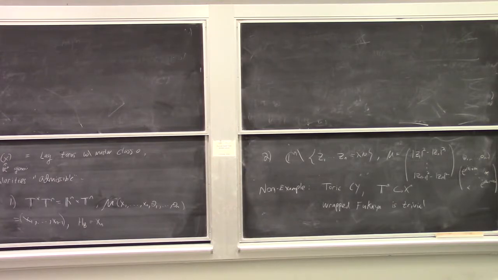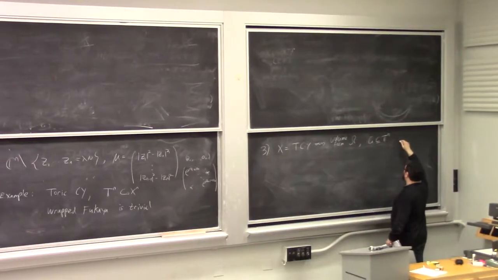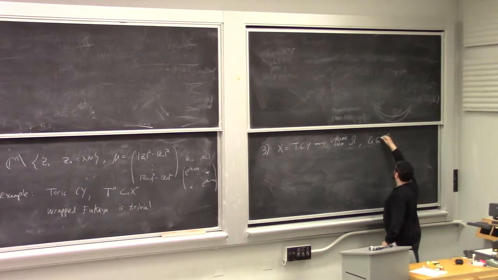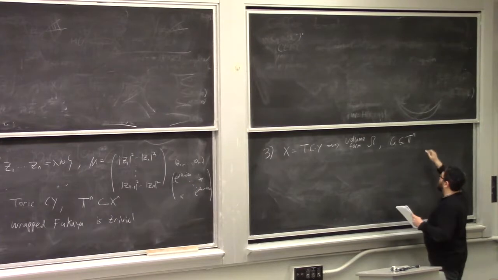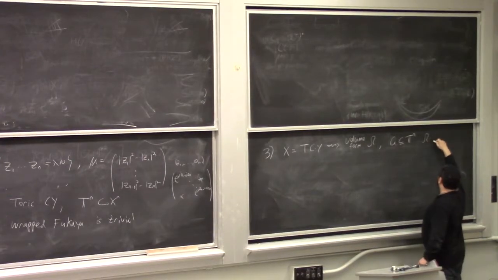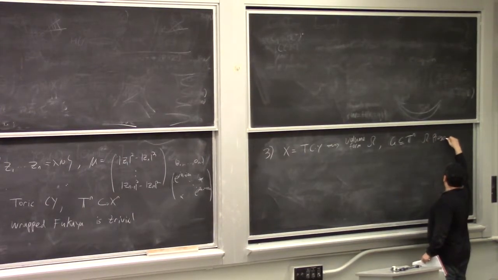a non-vanishing volume form, omega. And then there is a subtorus, which Melissa was mentioning, which preserves this volume form. So it's an (n minus 1)-dimensional torus, which is defined by the condition that it preserves omega.